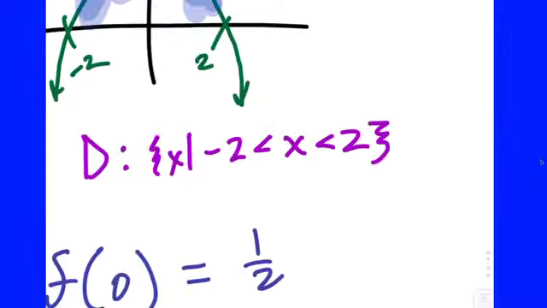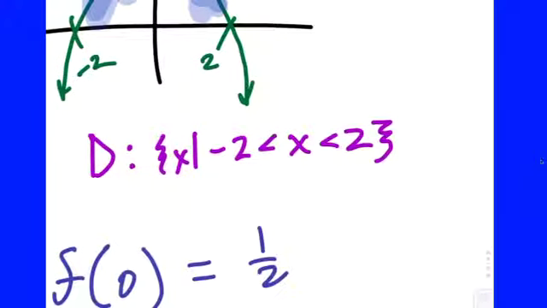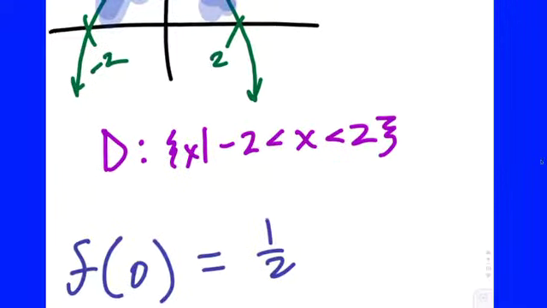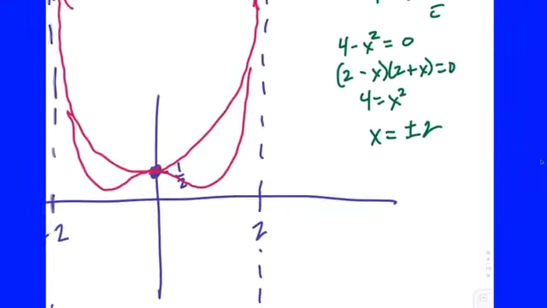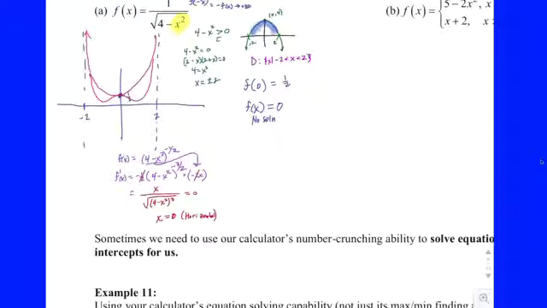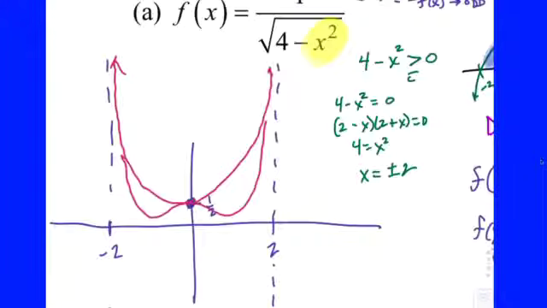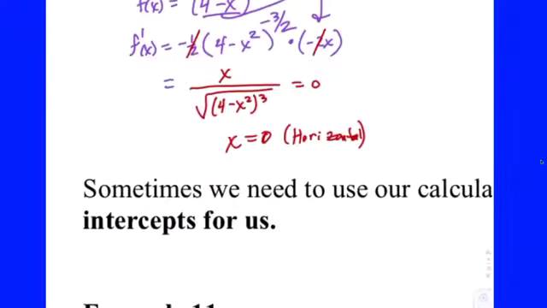They are not in the domain. So vertical asymptotes are very, very important, but they're not critical. Okay, they're not critical values because they're not in the domain. But what that means then is as we approach 2 or negative 2, not only are the y values going to infinity, but the slopes are going to infinity as well, or negative infinity.